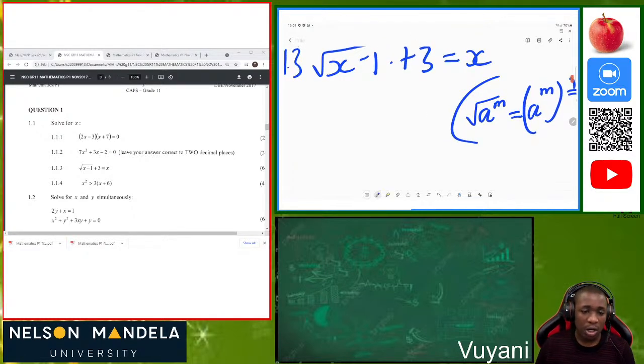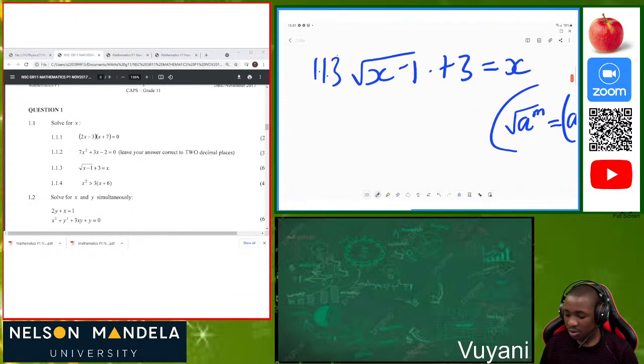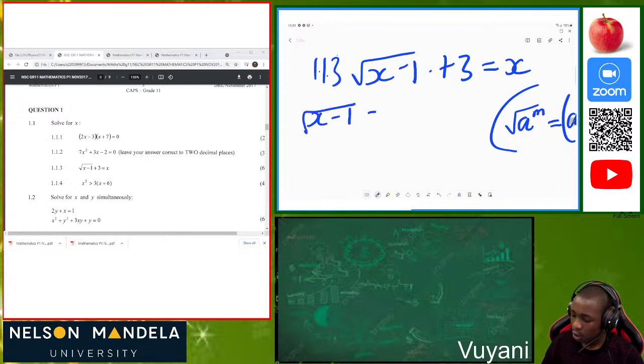Now, looking in our question, we are given that root of x minus 1 plus 3 is equal to x. How do we solve this one? Let's transpose positive 3 to the other side. Don't forget this rule of exponents is going to assist us in the process. We're going to have root of x minus 1 equal to x minus 3.